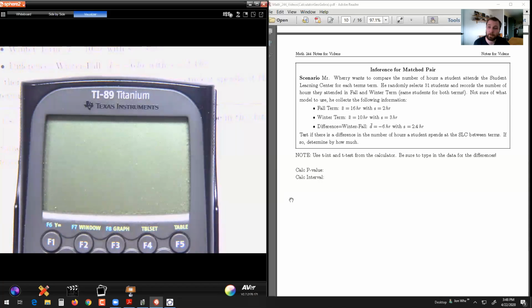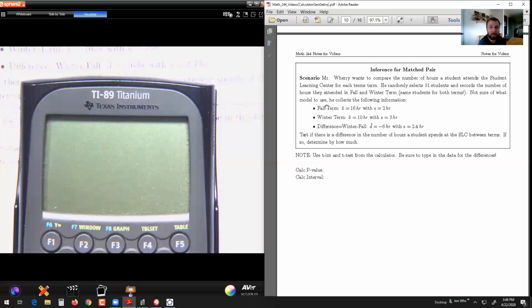So in this scenario, I'm comparing the number of hours that a student uses the Student Learning Center, and I'm looking at the same students for both fall and winter term. So suppose I collected all this information. While knowing it's the same students, I shouldn't use the fall and winter term data. I should really just use this information for the difference.